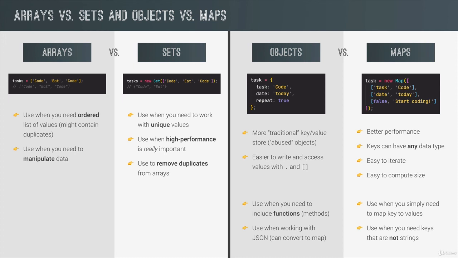Also, when working with JSON data, as we saw in the previous slide, you will probably be using objects for that as well, unless you then want to convert the objects to maps. But that's usually not something that we do. So, in fact, we still use objects all the time, but maps are also a very important data structure right now, and way more important than sets.